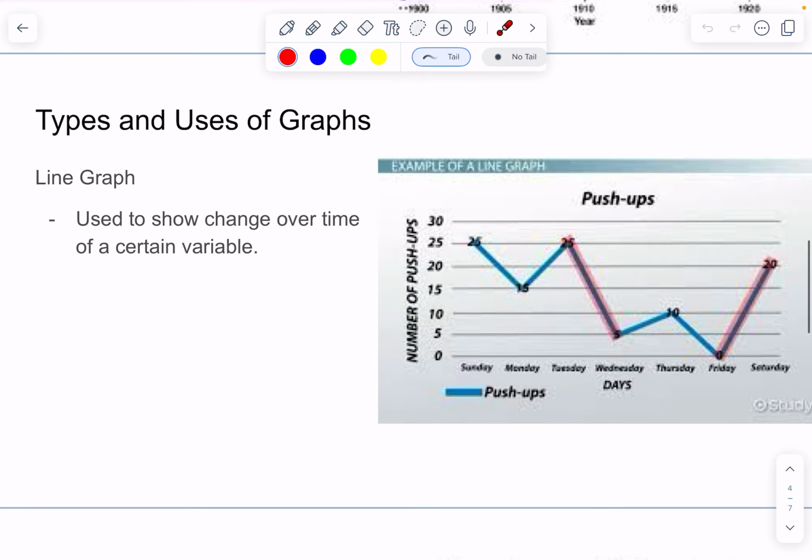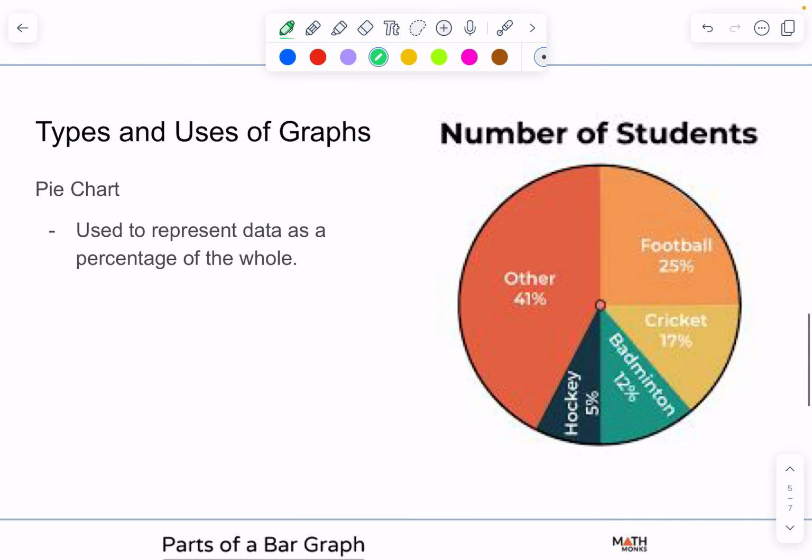Then we have line graphs. Line graphs are very similar to scatter plots in that you'll typically have set points on a chart. The main difference, though, is line graphs are typically used to show changes over time, and you connect the points with a line to show that change. That's a very linear change.